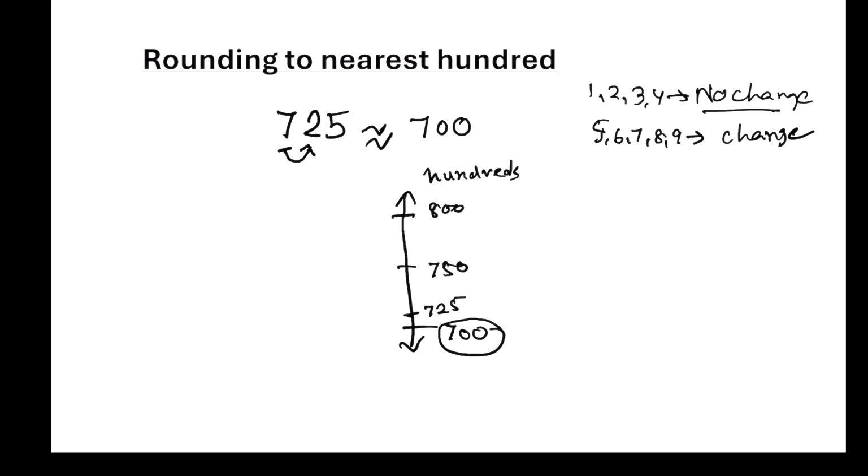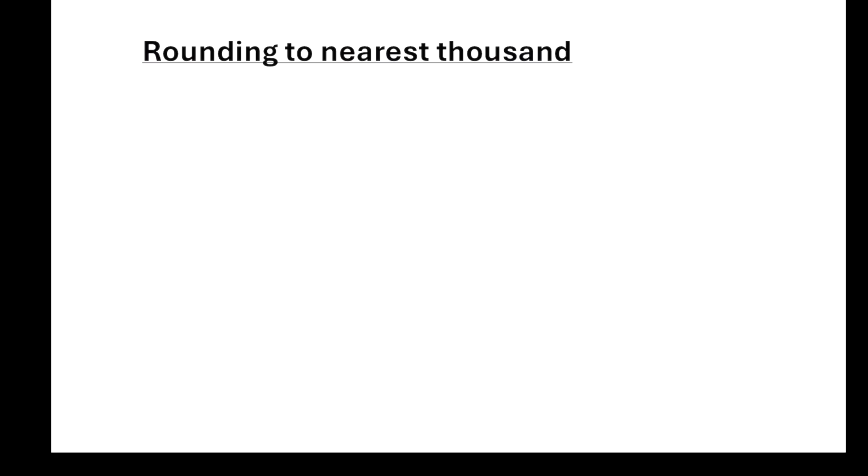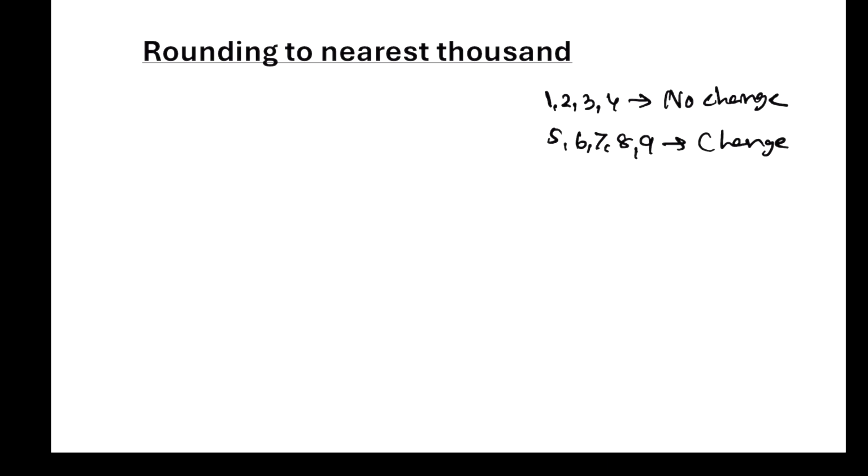Let's go to the next example, which is rounding to the nearest thousands. Before starting, let's write the rules again. 1, 2, 3, 4, no change. And 5, 6, 7, 8, 9, change. Let's talk about a number. 5,670. So we are rounding to the nearest thousand.